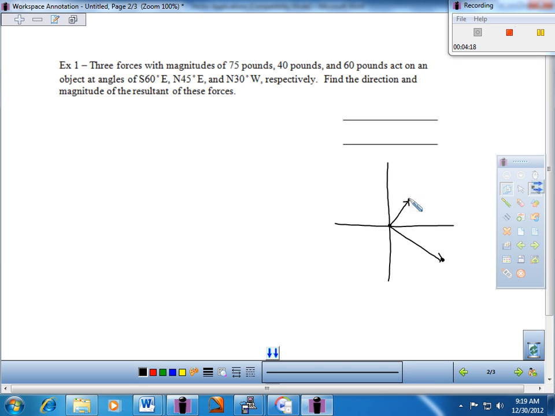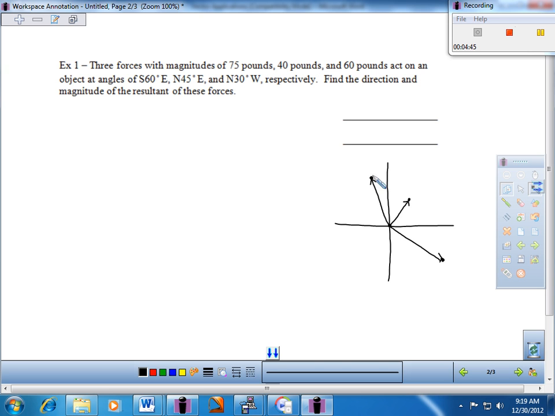Now the third one here, 60 pounds, and this one is 30 degrees west of north. So let's start off the north axis and go west, 30 degrees. And it's going to be in between the first two in terms of the magnitude there. So bigger than this one, smaller than that one. Again, doesn't have to be perfect, but something like that would do. All right. Well, very good.